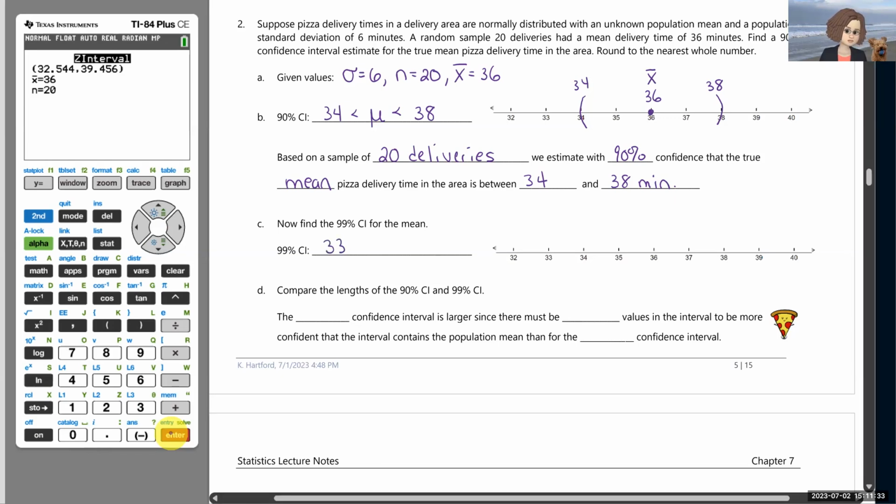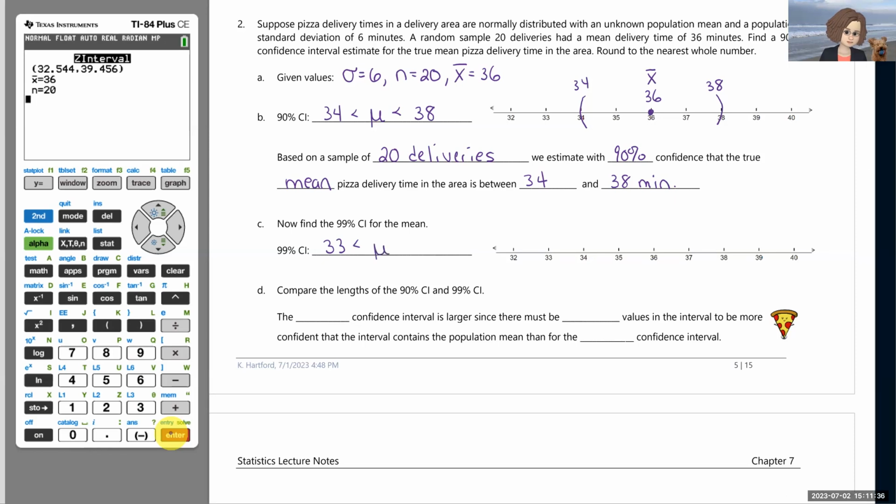So that lower limit will be 33, less than mu, less than 39. All right, so we can see the visual here that we've got a longer interval, so 33 to 39. And again, the point estimate didn't change. That was our 36.